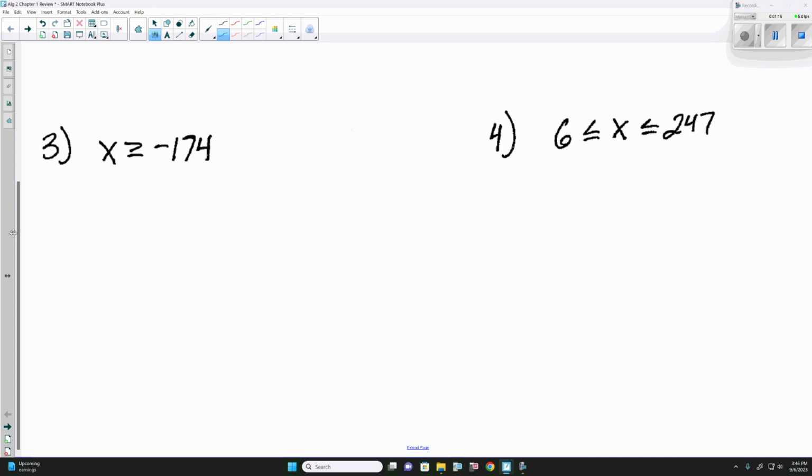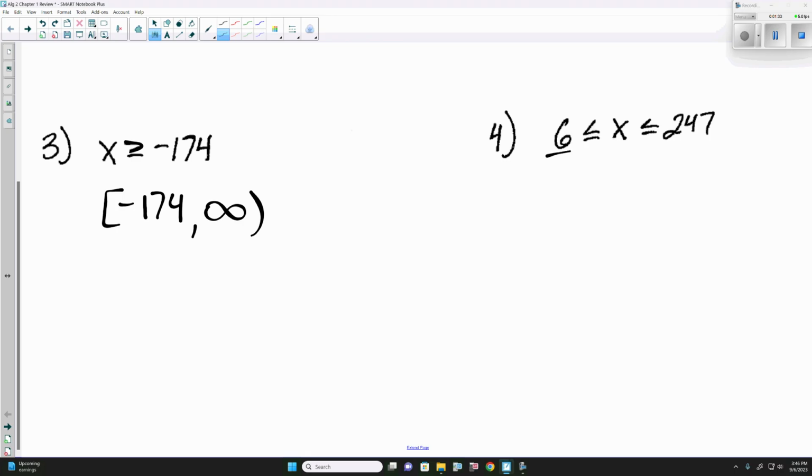Now number 3, x is greater than or equal to negative 174. So negative 174 would be the smallest, and it is included. And since it's talking about all the numbers bigger than it, we're going to go to positive infinity.